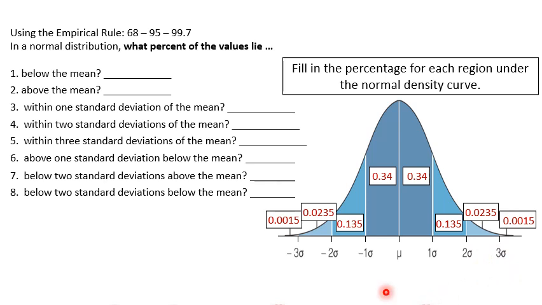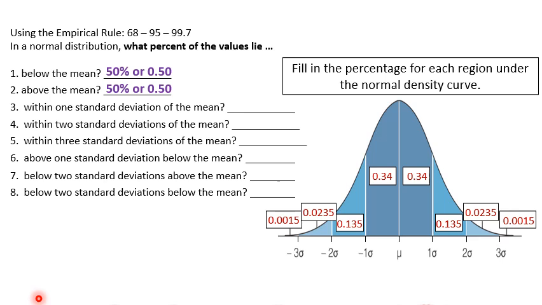Okay, so what percent of the values lie below the mean? So remember that the mean is here in the middle. This is symmetrical, so clearly it should be 50% or below. And then likewise, because it's symmetrical, what percent is above the mean? And that's also 50%. So 50% above, 50% below.